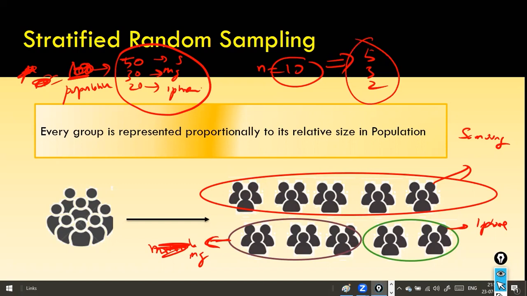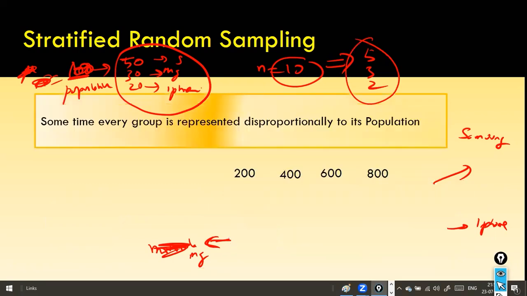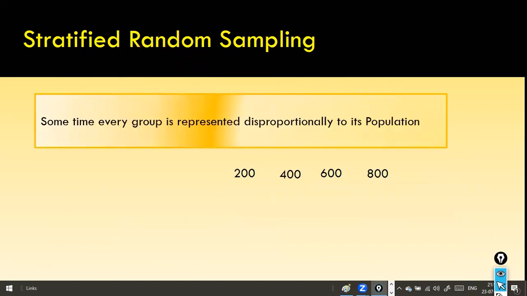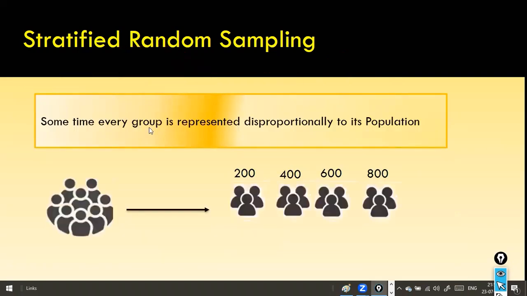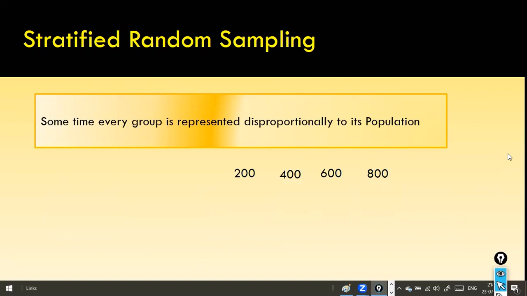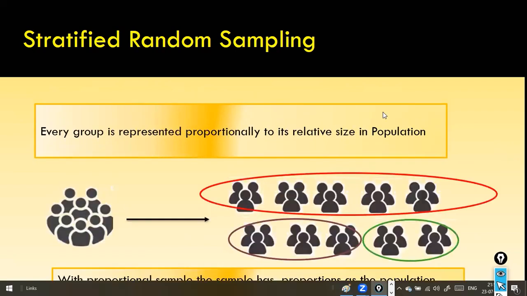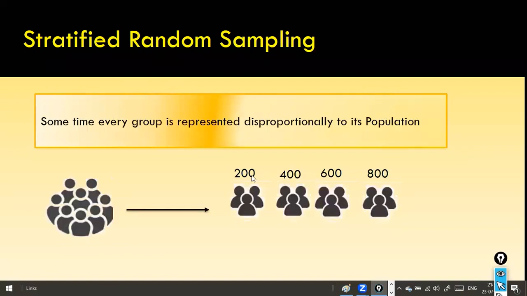Okay, and the question is, is it always mandatory? There are some cases where my group is represented disproportionately to its population. So in the previous case, yes, let's say you have 500, 300, 200, but here if you see 200, 400, 600, 800. With the disproportional sample, the sample need not have the same proportion as your population.